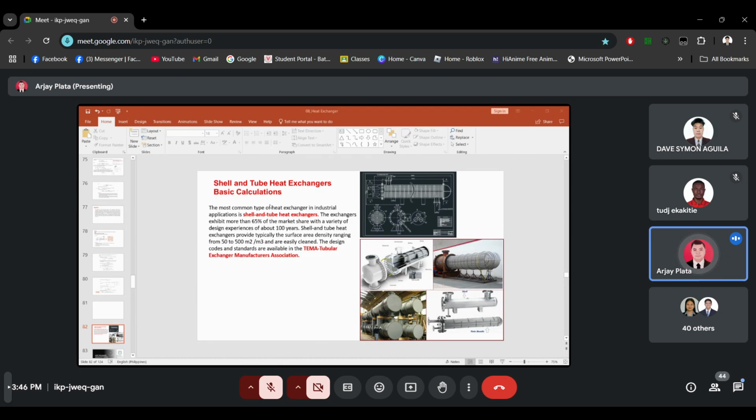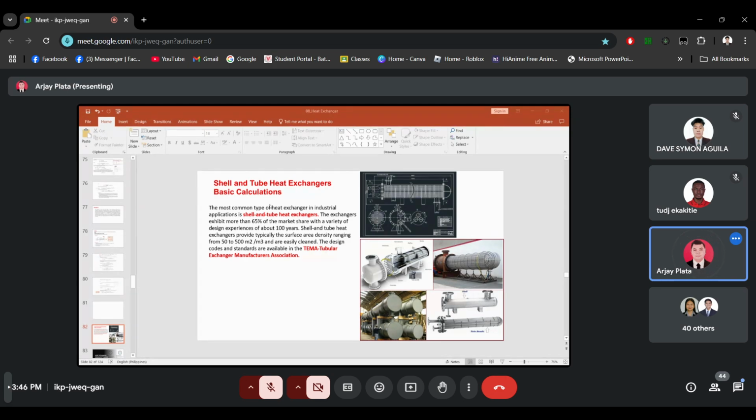We have shell and tube heat exchanger basic calculations. The most common type of heat exchanger in industrial applications is the shell and tube heat exchanger. These exhibit more than 65% of the market share, with a variety of design experience of about 100 years. Shell and tube heat exchangers typically provide surface area density ranging from 50 to 500 square meters per cubic meter and are easily cleaned. The design codes and standards are available from TEMA, the Tubular Exchanger Manufacturers Association.